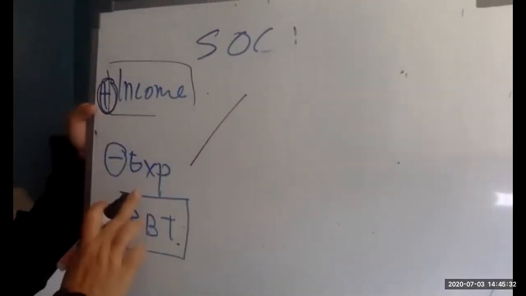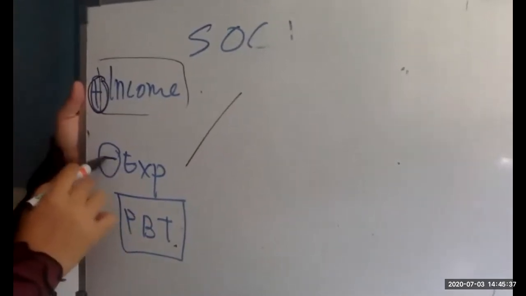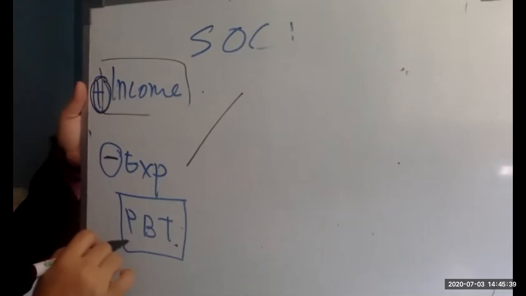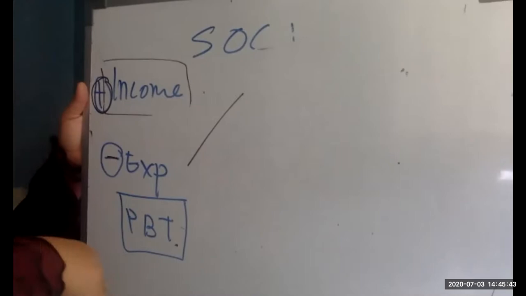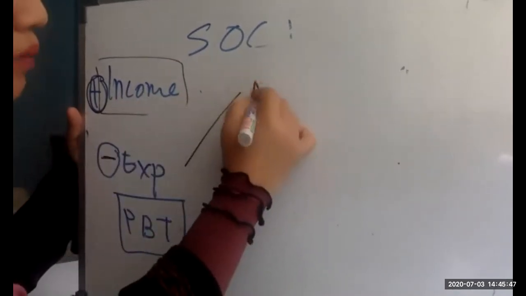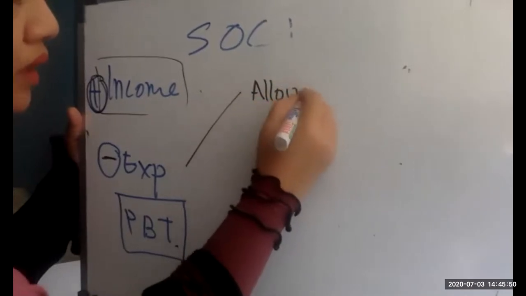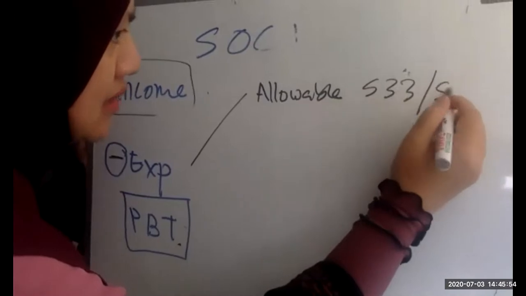Expenses here. Now we go into expenses. When we talk about expenses, remember expenses have been deducted in arriving at PBT, right? So under these expenses, normally it's a long list of expenses. Under expenses, we have expenses which are allowable, under section 33 and section 34.